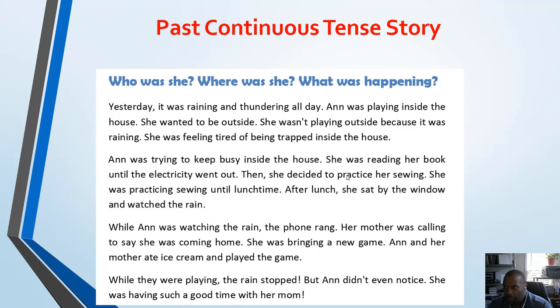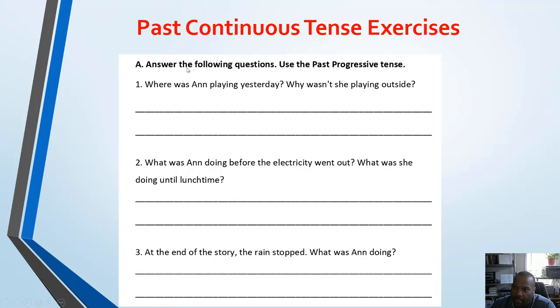Okay. So now we know what the story is about. Let's look at some exercises. A. Answer the following questions. Use the past progressive tense. The questions are: 1. Where was Anne playing yesterday? Why wasn't she playing outside? 2. What was Anne doing before the electricity went out? What was she doing until lunchtime? And then number 3. At the end of the story, the rain stopped. What was Anne doing?